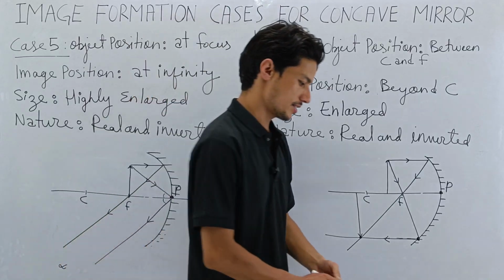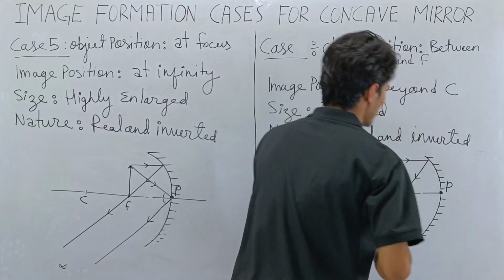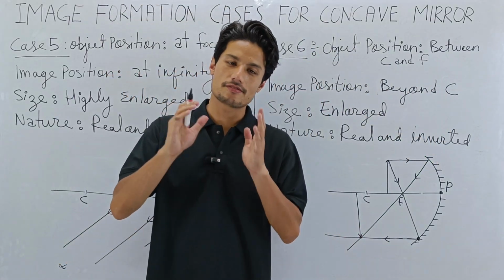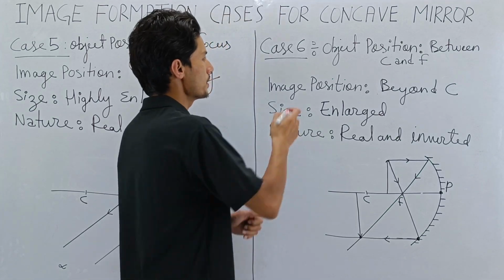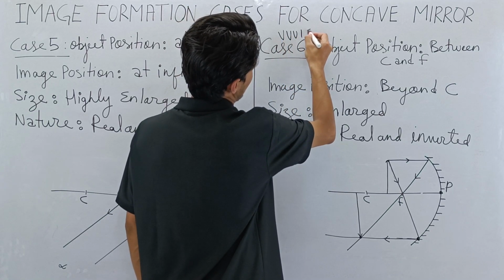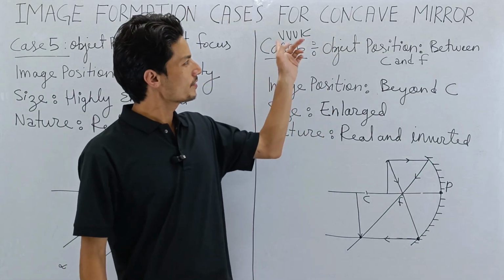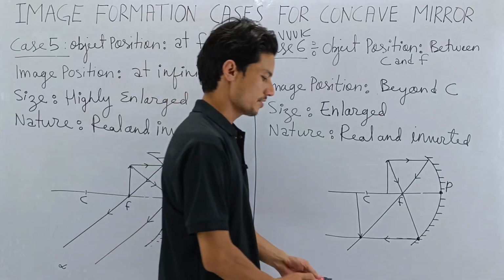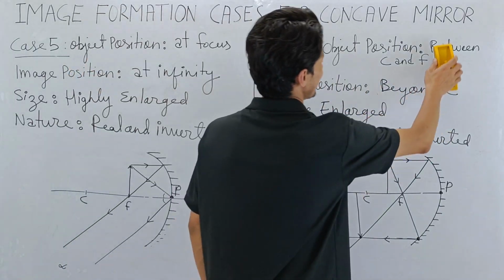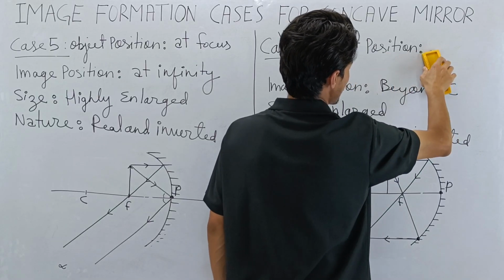We have the last case to discuss, case number 6, and this is the last case. But this is a very, very, very important case. VVIC, not VVIP, VVIC. Very, very, very important case. Understood? It's Vivik. This is the Vivik case we'll study.